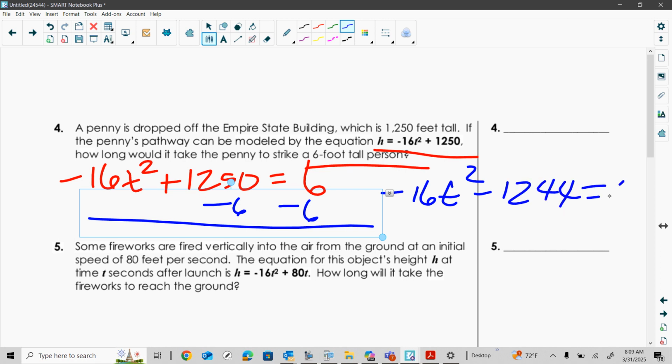Minus 6, 1244. Now it equals 0, and now we can find that intersection. Remember, work on your window to do that. So I want you to finish this, and we're going to go over and check it in class tomorrow. Thanks.